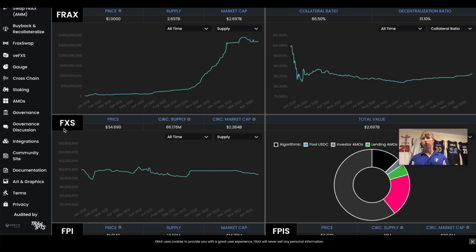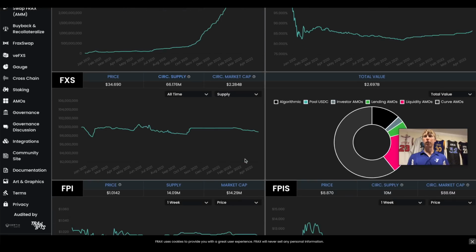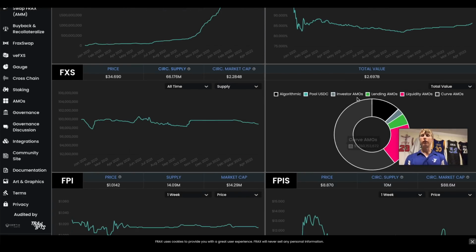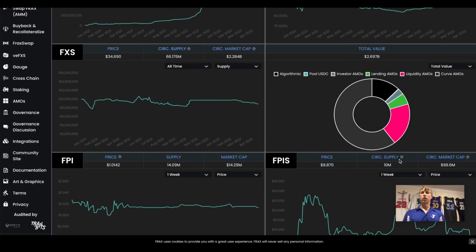But the opposite is true. When people go to redeem Frax, a portion of this will be FXS and whatever collateral that was put in. Let's use this as a segue to talk about some of the collateral. So as you guys can see here, these are different AMOs that make up the protocol.